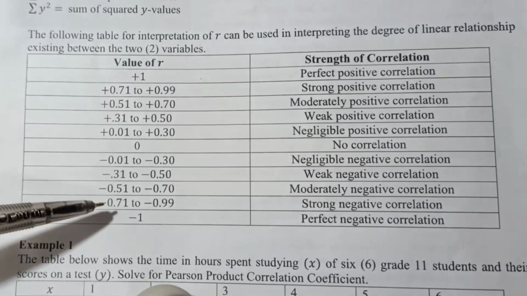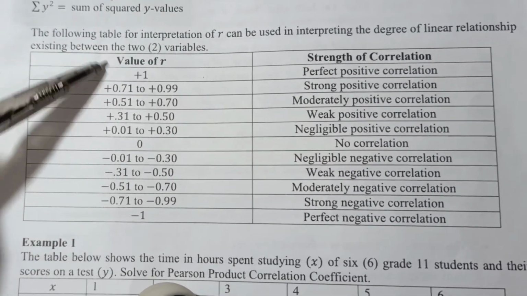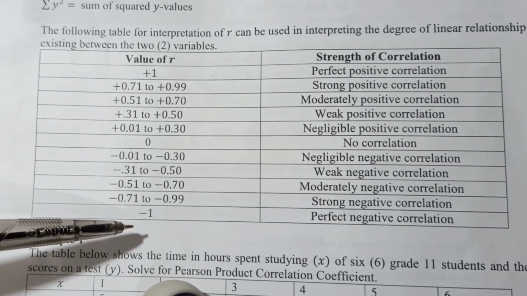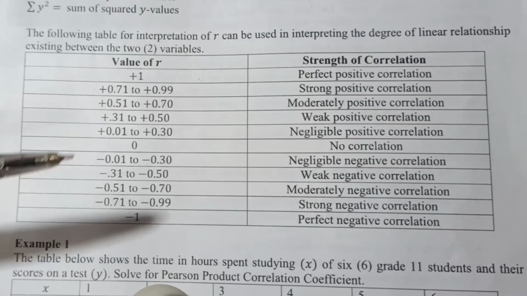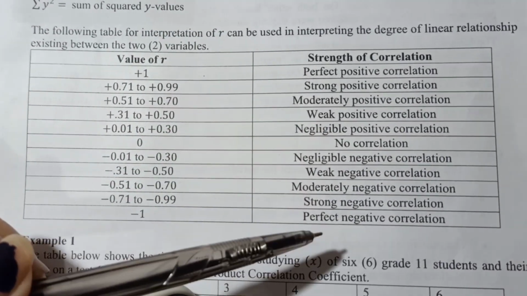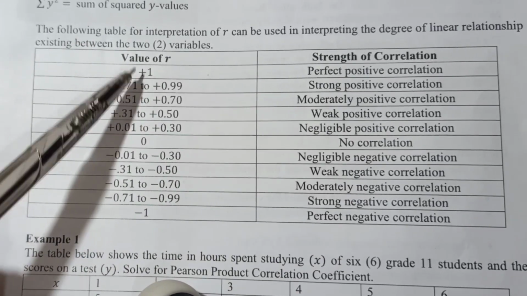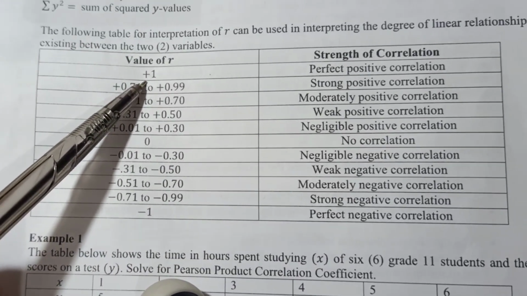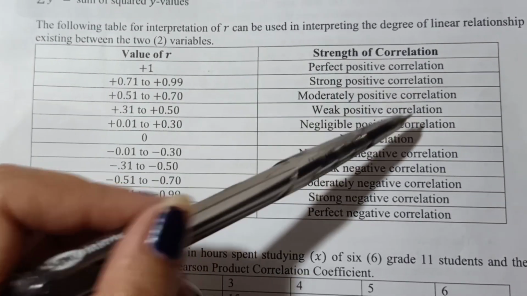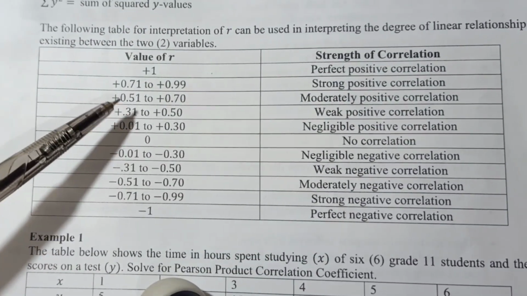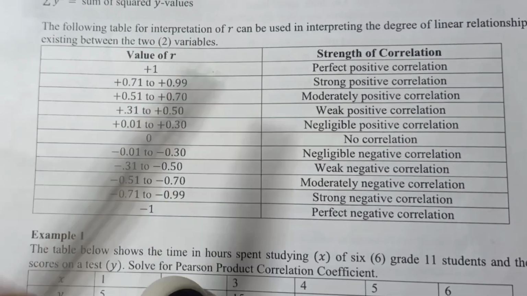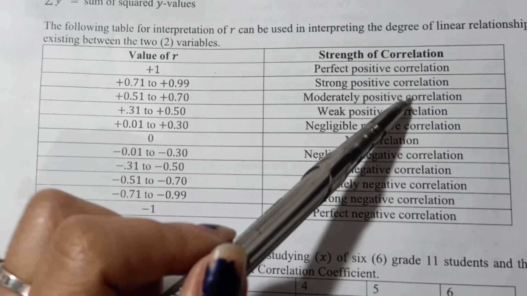Ayan. So, ito kasi meron tayong values of R kapag yung sagot natin ay saan ba papasok dito sa mga range na to. And then, meron kasi siyang interpretation. So, ito yung strength of correlation. For example, sa final answer mo, ang R nakuha mo ay +1. Ang interpretation nun, there is a perfect positive correlation. Kung yung sagot mo naman pumasok sa positive 0.71 to 0.99, meron siyang strong positive correlation.